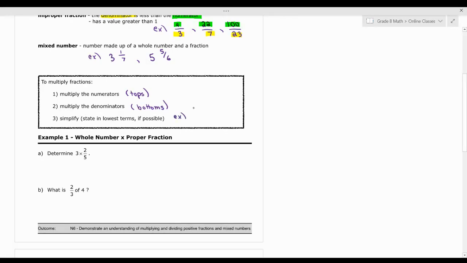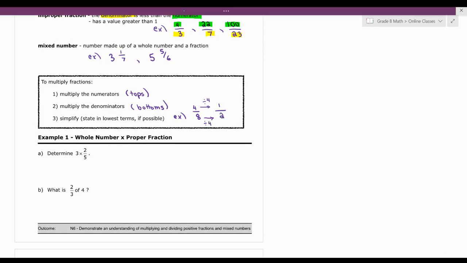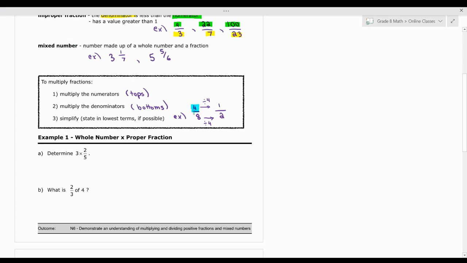If you had, for example, 4/8 and you thought that was your final answer, what you would check is, you have a 4 on top and 8 on the bottom. Is there a number that divides evenly into both of them? The answer is yes. I could divide the top by 4 to give me 1. And then remember, whatever you do to the top of a fraction, you have to balance out on the bottom, so I'd have to divide that by 4. So if I got an answer of 4/8, I could write it in lowest terms as 1/2.